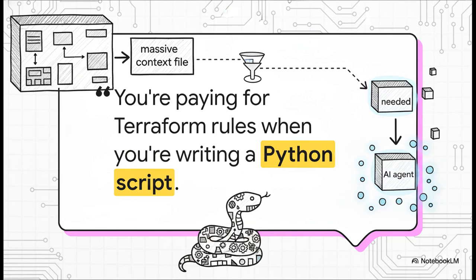With a single, giant context file, you're paying for Terraform rules when you're writing a Python script. It's so inefficient. The hierarchical design we're talking about makes sure the agent only loads the context it needs exactly when it needs it. No waste, period.